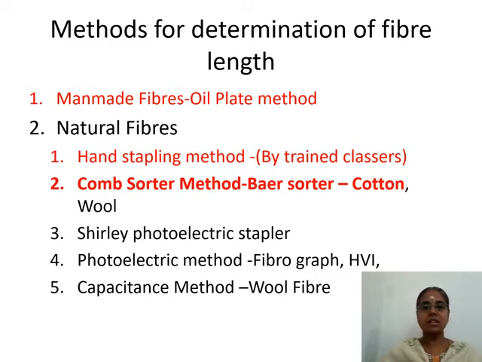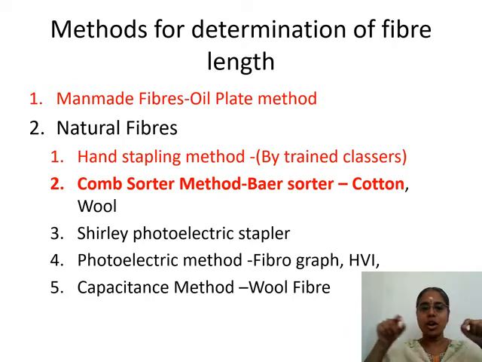We have various methods for determination of fiber length. First, when you take man-made fibers, it is very easy. Man-made fibers are cut to a specific length that is required, so it will be mostly uniform. There may be some uncut fibers; the double fibers may occur in double the length. So it is an easy method, and it is the oil plate method for fiber length determination of man-made fibers. It is not a common practice because it is easy to measure fiber length as it is uniform. The only difficulty is with natural fibers.